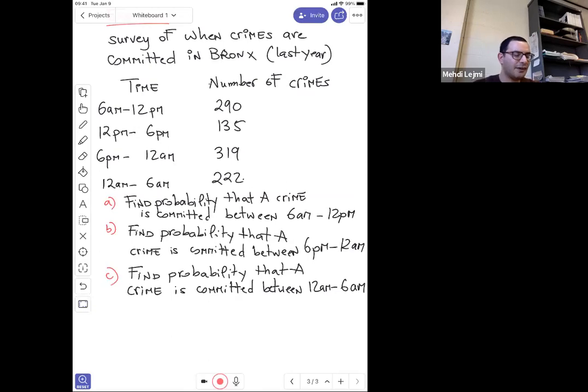Like, so you have 290 crimes between 6 a.m. and 12 p.m., right? And then you have 135 between 12 p.m. and 6 p.m., etc. So then the total number of crimes would be the 290 plus the 135 plus the 319, and so on. That would give you the total number of crimes.